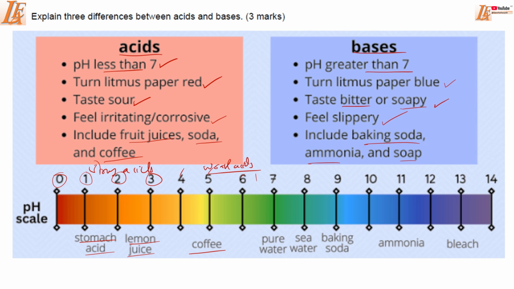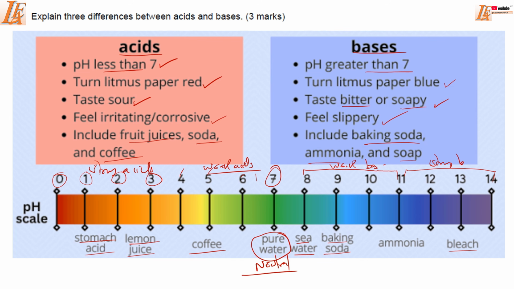Then at 7, we have pure water. And here, these substances are neither acidic nor basic, so we call them neutral. Then 8, where we have seawater. 9, where we have baking soda. This is what we call weak bases. Then from 11 to 14, we have ammonia. In this case, we call it a strong base.